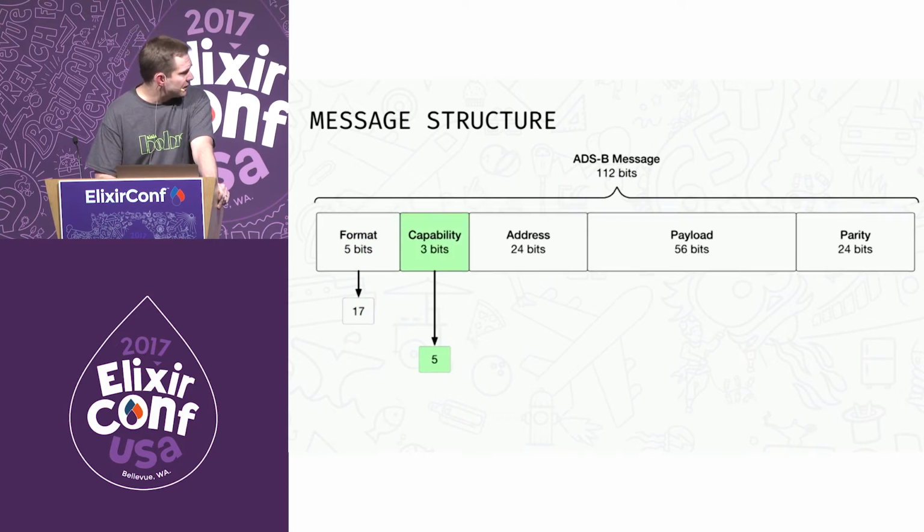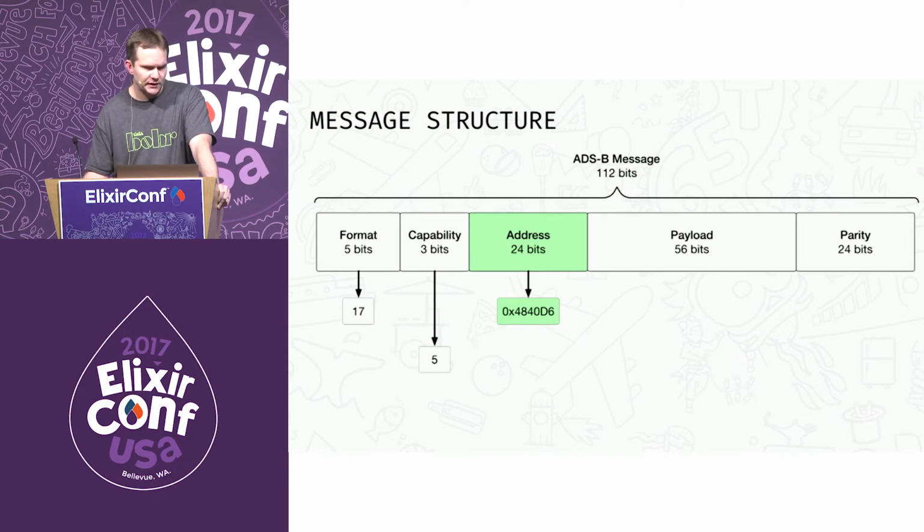So here we see the address. This is typically represented in hex. When you see it on my app and other apps, you'll see this represented as a 6-character hex value.